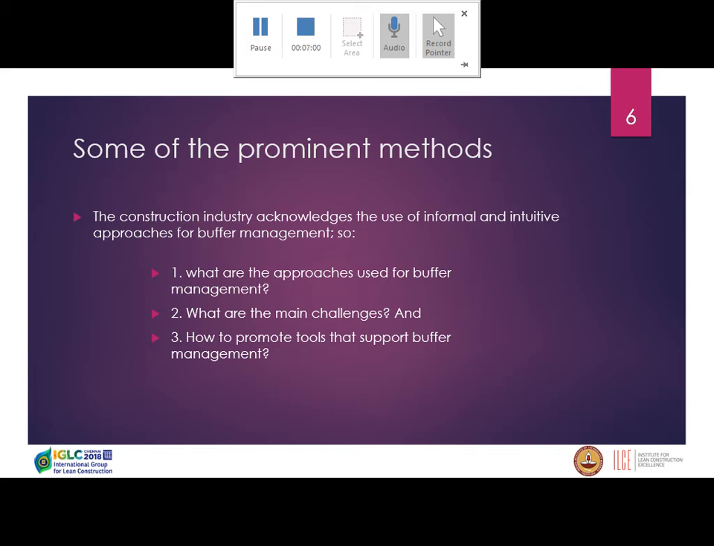In this study, we tried to find out what's going on at construction sites with three research questions. What are the approaches currently being used for buffer management at construction sites? What are the main challenges people feel at construction sites, and how can we promote tools and support buffer management by these people at construction sites?